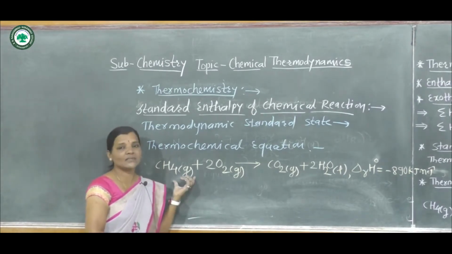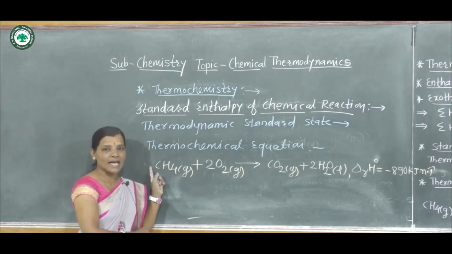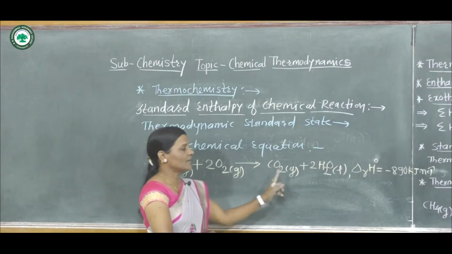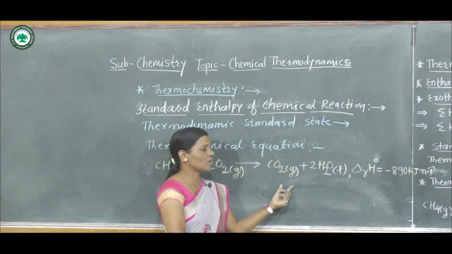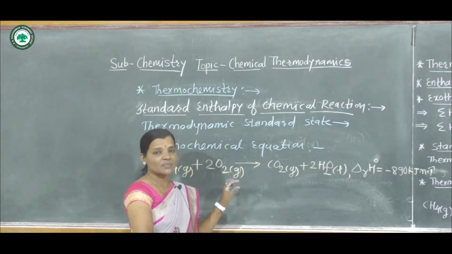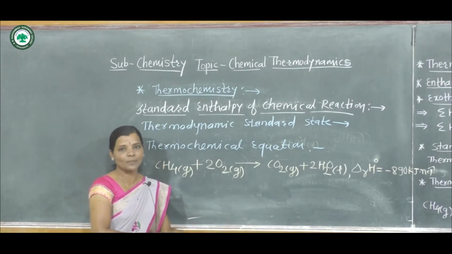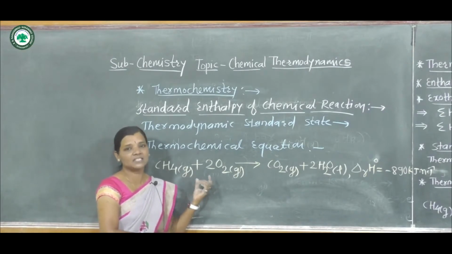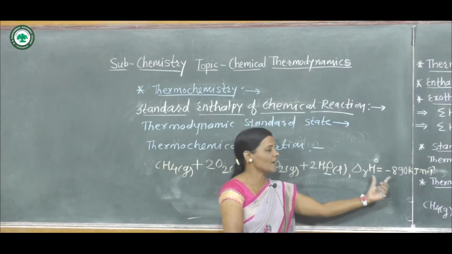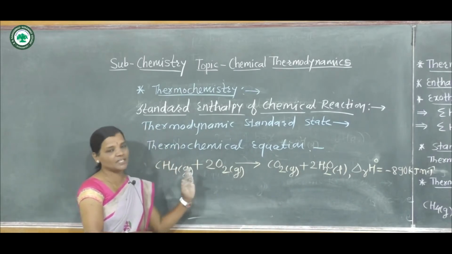Now what does this equation imply? This equation implies that when 1 mole of methane gas combines with 2 moles of oxygen gas, we get formation of 1 mole of CO2 gas and 2 moles of water. The heat released in this reaction is 890 kilojoule per mole. As heat is released, the standard enthalpy of the chemical equation is indicated by a negative sign, and the negative sign indicates that the reaction is exothermic.